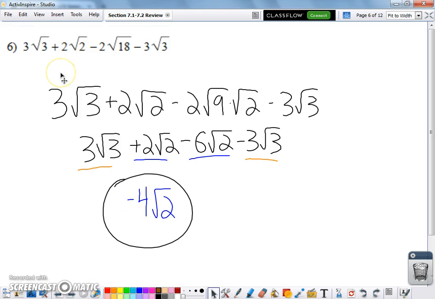All right, these are all square roots. We're just combining like terms here. Now, what you got to do first is you got to break them apart as much as you can. This first one, can't break it apart. The second one, can't even simplify it.